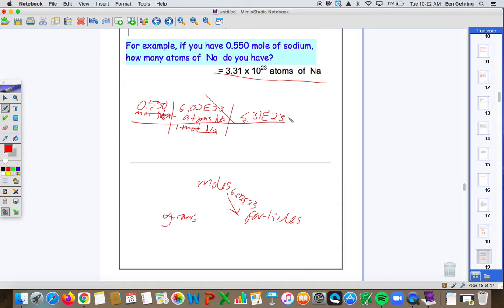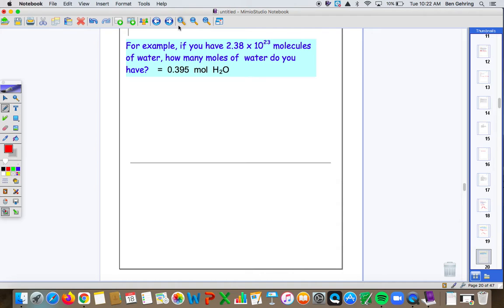So E means times 10, if you weren't familiar with that. And the unit is going to be atoms of Scandium. 6.531 E to the 23 atoms of scandium. Next example. If we have 2.38 times 10 to the 23 molecules, how many moles of water do I have?